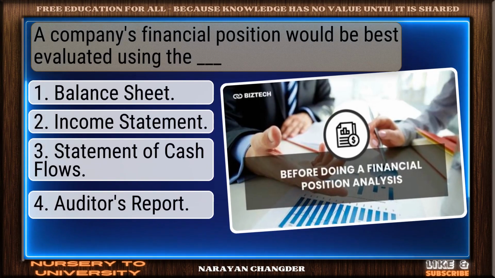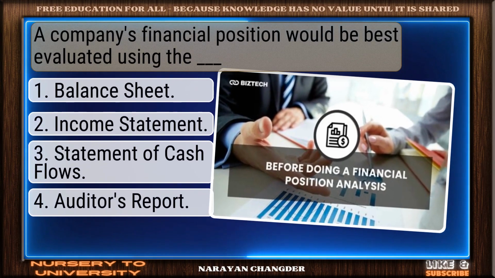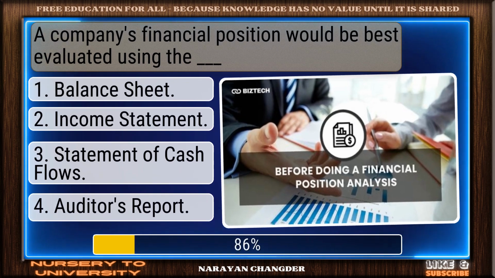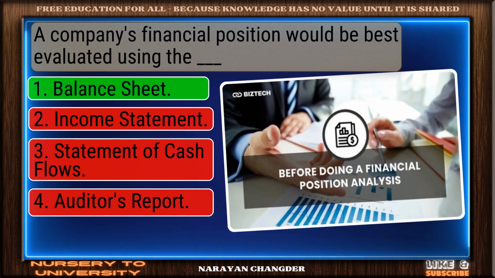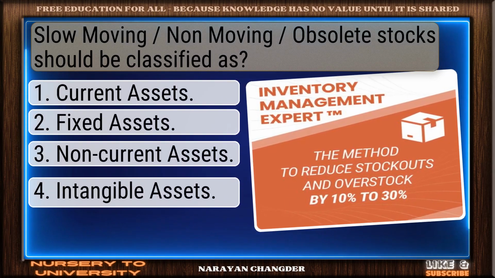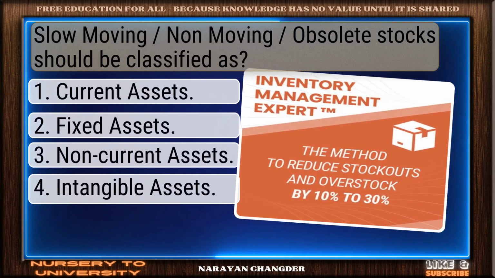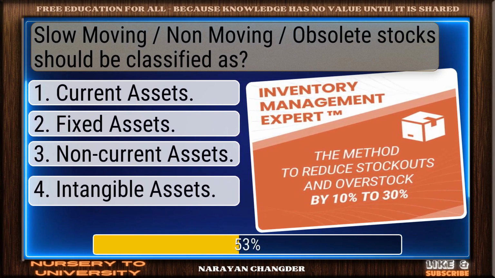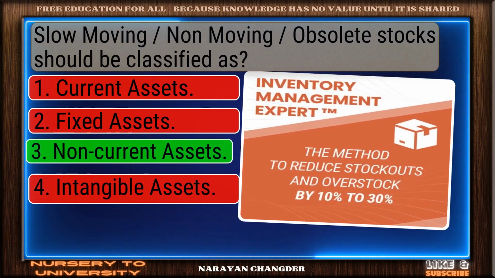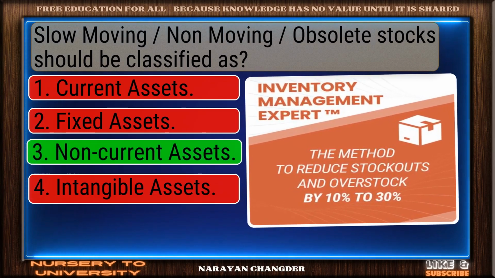A company's financial position would be best evaluated using the dash. Well done. Balance sheet is the right choice. Slow-moving and non-moving obsolete stocks should be classified as good thinking. Non-current assets is the right answer.